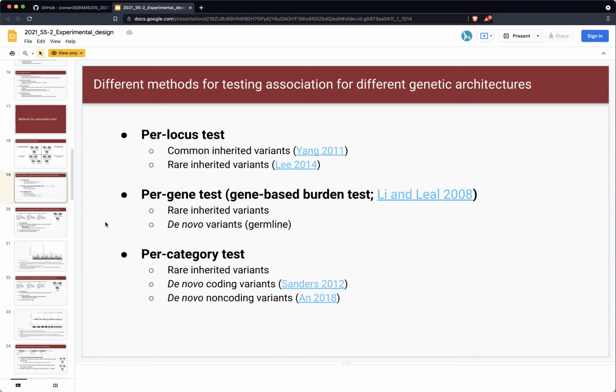So per gene test or per category test basically uses the characteristics of variants that are not occurring at the same sites because of their rarity, right? De novo mutation is one case, and rare inherited variant is another case, because the rare inherited variant has a very low chance of having the mutation occur at the same sites. So that case also uses the per gene or per category test, right?